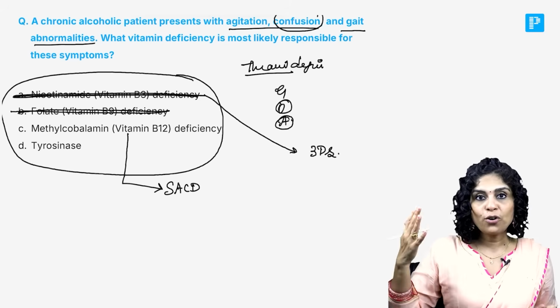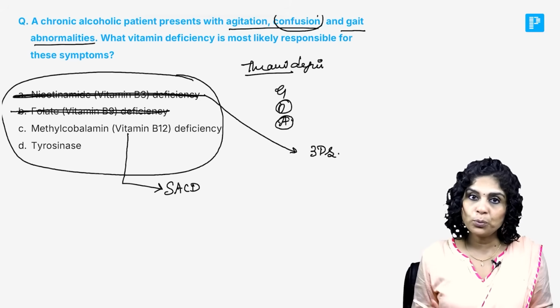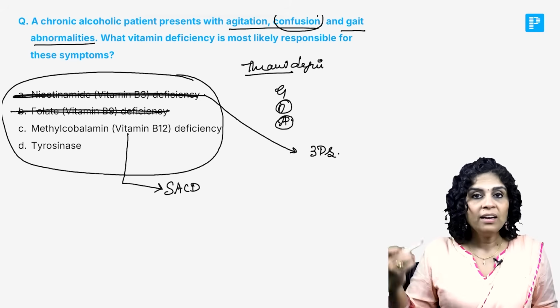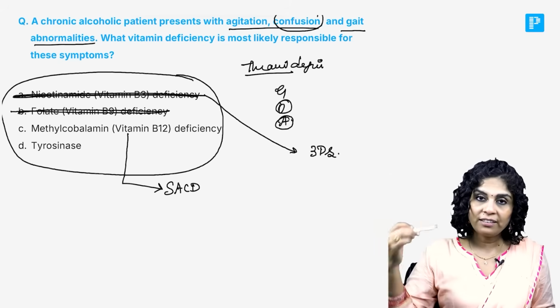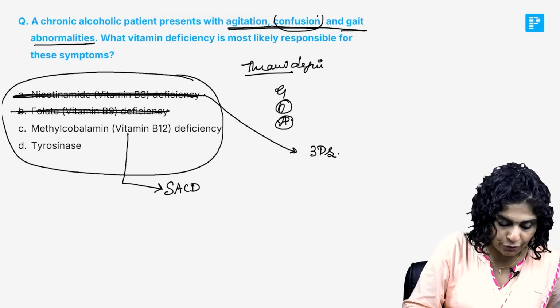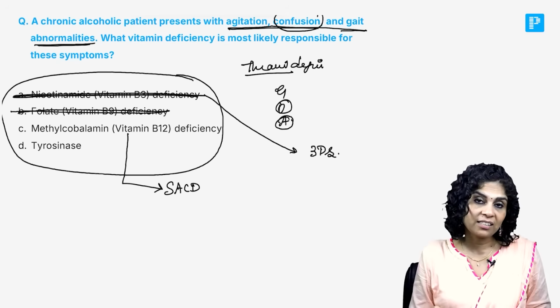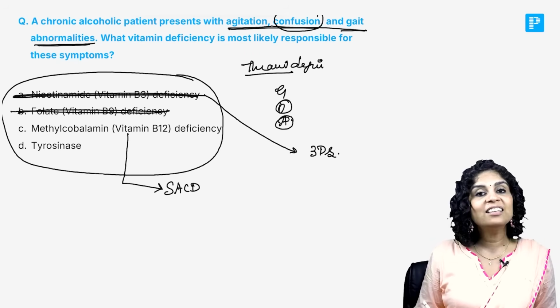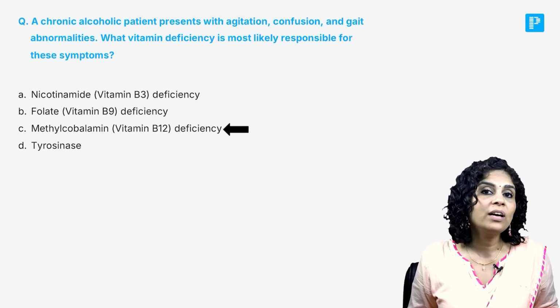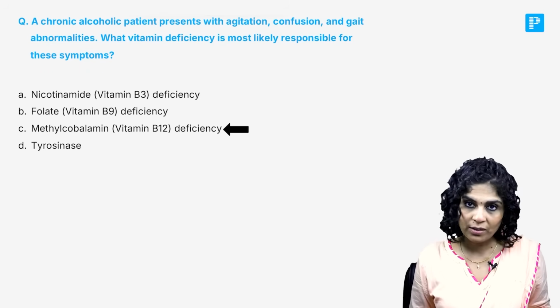So when posterior column is affected, what do they present with? They present with gait disturbances, ataxia. Okay, and then descending tract is affected, cortex is affected. That is why they present with agitation, confusion, gait abnormalities. So what is the right answer here? The right answer here is B12 deficiency. It is subacute combined degeneration.